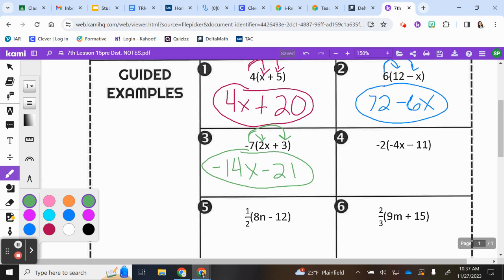I'm just changing my colors all around here. Here we got some double negatives. -2 times -4 is +8, right? 2 negatives make a positive. And then this 11, you do have to see this as -11. So it's -2 times -11 is +22. Those are the hardest ones, is like seeing those double negatives.